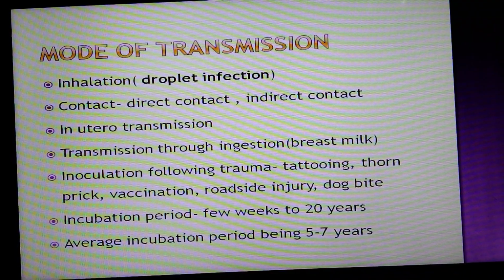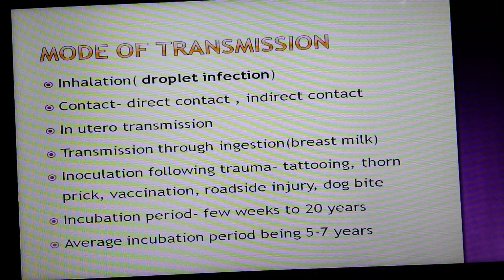In the case of indirect contact, how does it spread? Indirect transmission refers to the transfer of an infectious agent from a reservoir to a host by suspended air particles. How does it transfer? Through suspended air particles. So next is transplacental transmission.